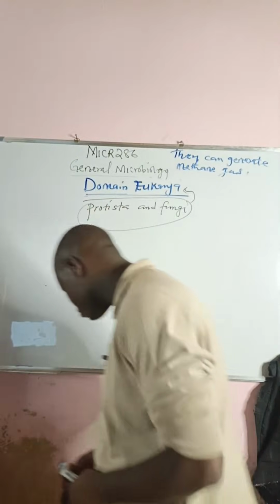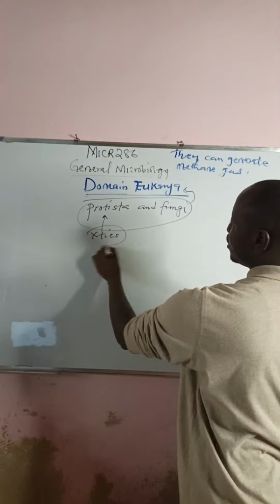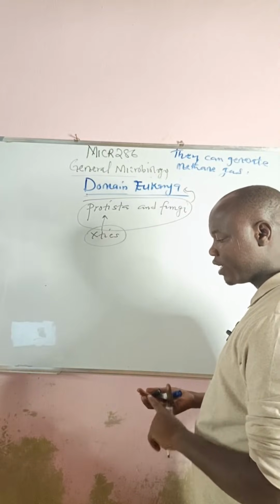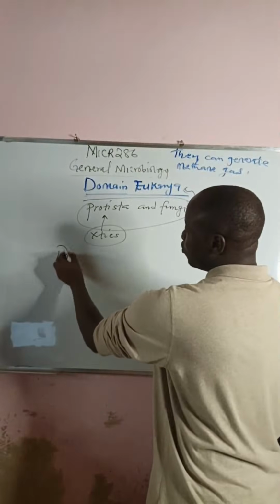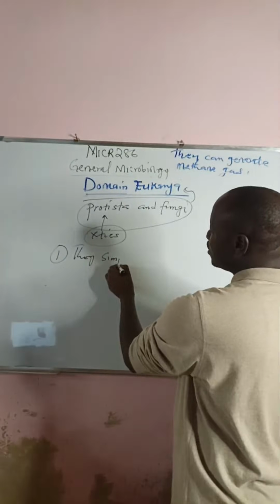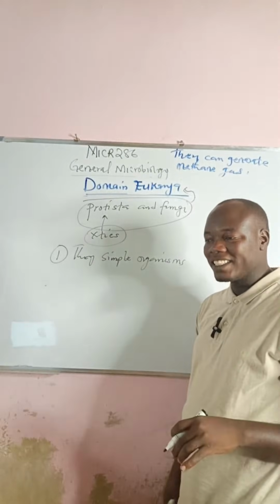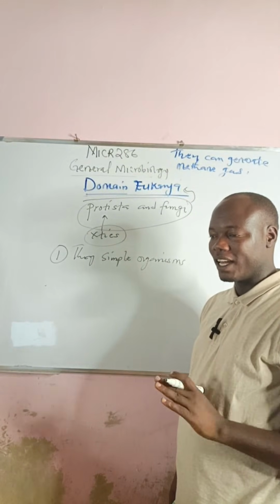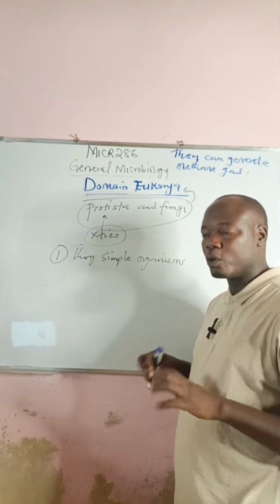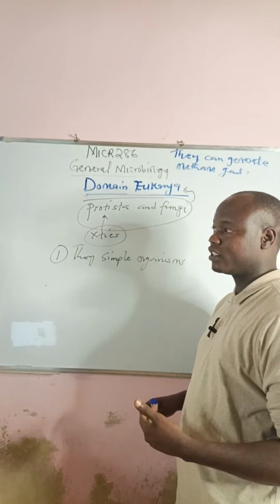So let's start with the protista. What are the characteristics of protista? So you see, we looked at the characteristics of the domain bacteria, and now domain eukarya. Protista, number 1, they are simple organisms. Organisms can be classified as simple and complex. Complex organisms like human, we are examples of complex organisms, while simple organisms are those organisms that are easier to understand.